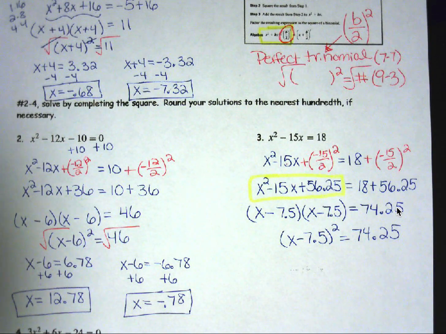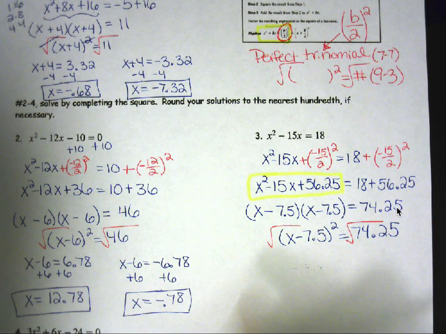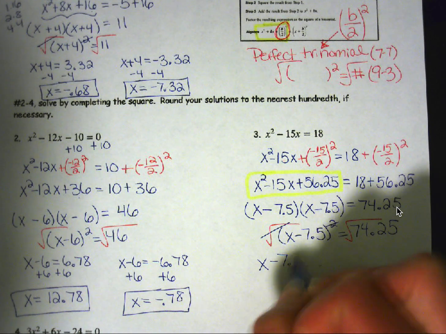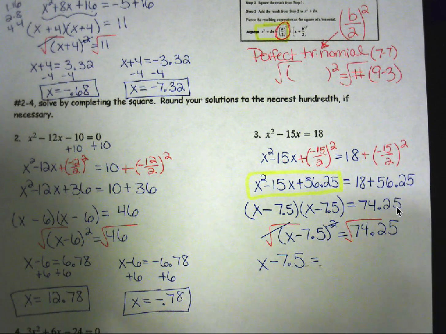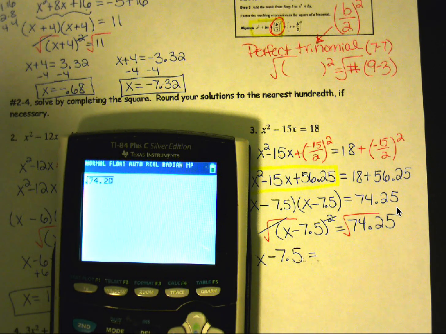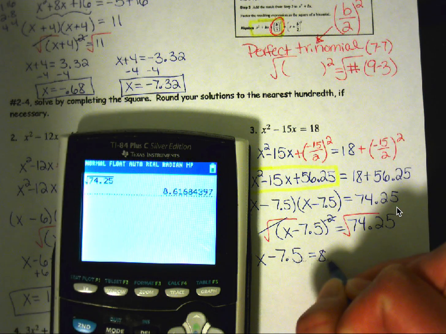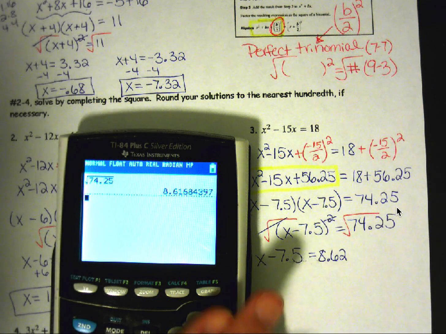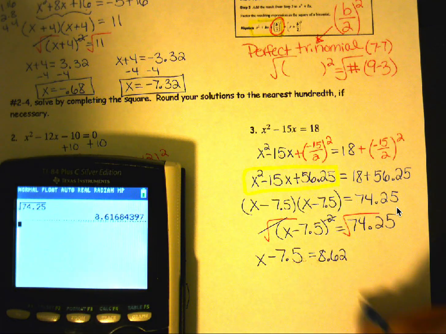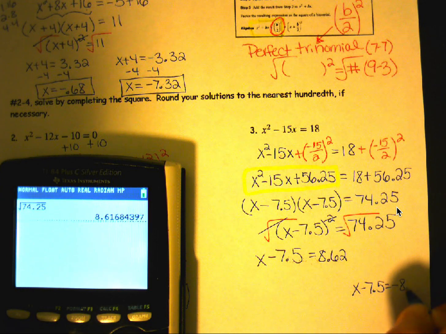And now, just like we did before, we're going to have to take the square root of both sides. And so this square root is going to cancel the square. And so we have 7.5. And now let's take the square root of 74.25. And once again, we got to round. So how about 8.62? But remember, we're going to also have the negative. I didn't leave myself a ton of space here. I'm just going to move down here a little bit. That would be a negative 8.62 as well.